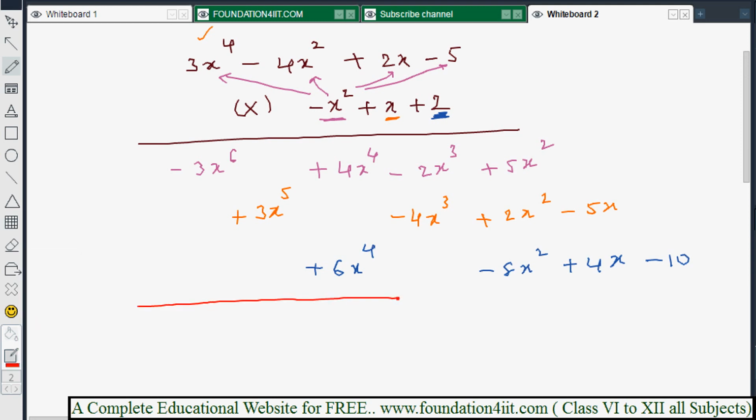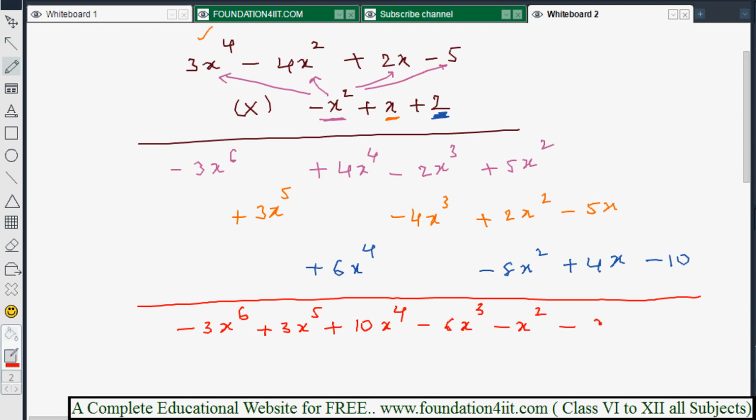So according to like terms, just continuously arrange in descending order. Now x power 6 is only one term, so minus 3x power 6. x to the power 5 is also only one term, 3x to the power 5. Plus 4 plus 6 is 10x to the power 4. Again, minus 6x cube. There are two terms again: 5 plus 2 is 7, 7 minus 8 is minus 1. That's why minus x square. Minus x, because minus 5 plus 4, and minus 10.